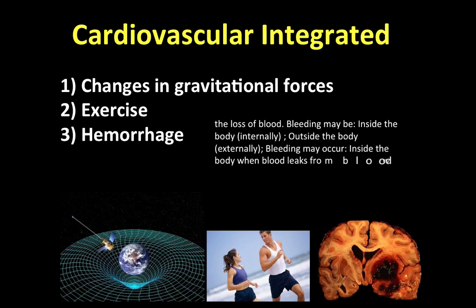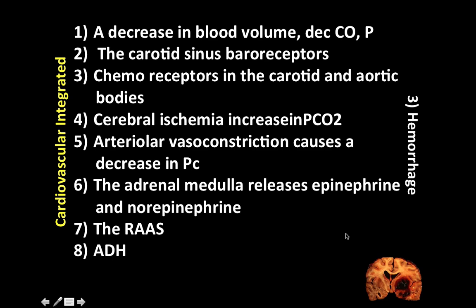Hemorrhage is the loss of blood, and bleeding can be either inside, or internal bleeding, or outside, which is external bleeding. Bleeding may occur due to some kind of leak from blood vessels or organs, or a contusion or injury. I have this picture of the brain, because one of the dangerous things is having hemorrhage in the brain, because blood is not the brain's friend. We don't have blood in our brain.